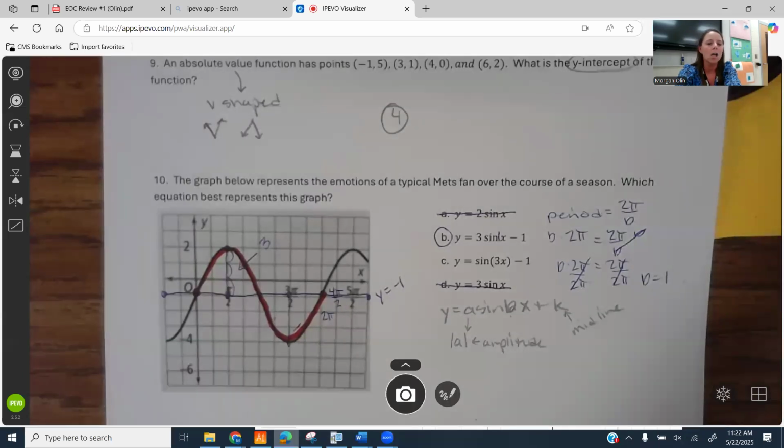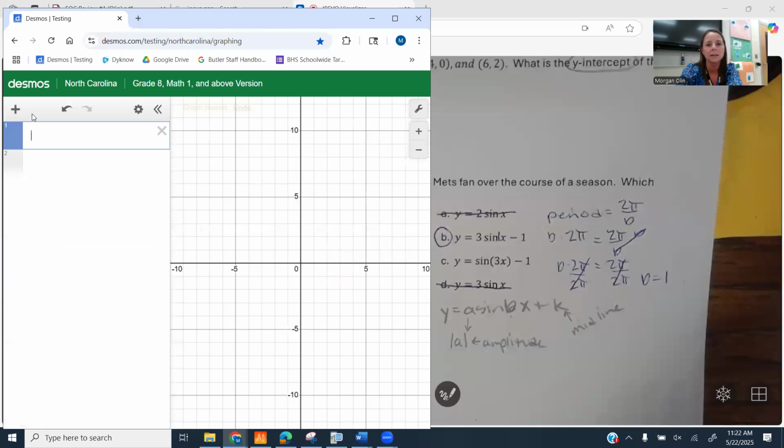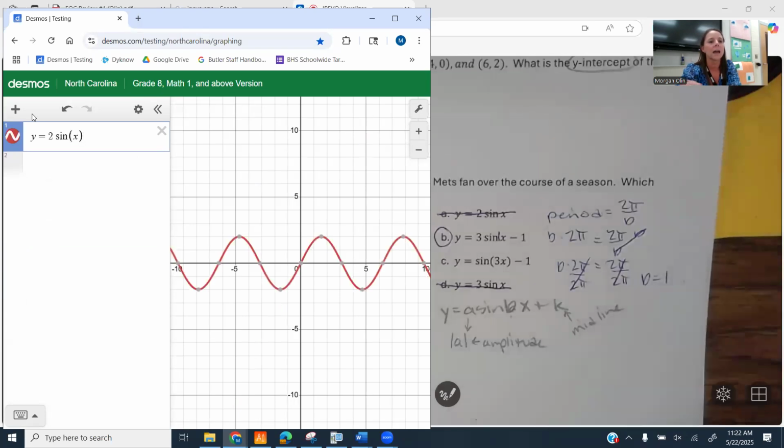Now, if all else fails, yes, if you were thinking, why can't I plug this in? You can. You can plug it into Desmos and just match it up, like y equals 2 sine of x. Here's the one key thing with sine and cosine: please put parentheses around that x, or whatever is behind sine and cosine.